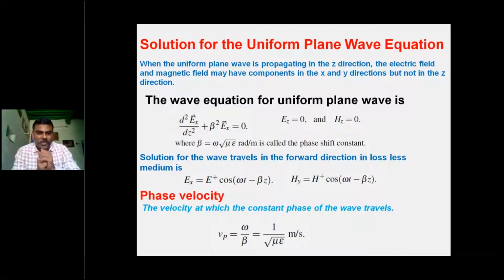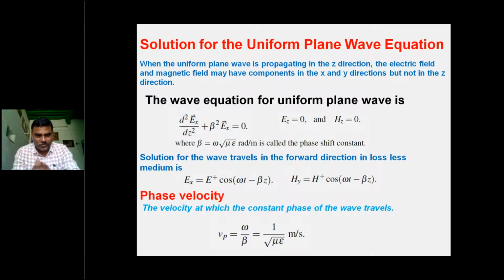Okay, so that is called phase shift constant. And when you solve that in the forward direction, you can get some magnitude and cosine of omega t minus beta z. And see here, this is the solution once the wave is traveling in the forward z direction. If the wave is traveling in the reverse direction, then the term minus beta z has to be replaced by plus beta z. That means the solution is Ex equal to the phasor magnitude E plus cos of omega t plus beta z for the reverse direction propagation.